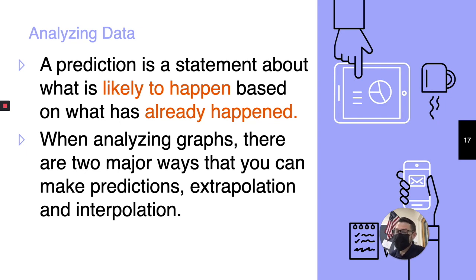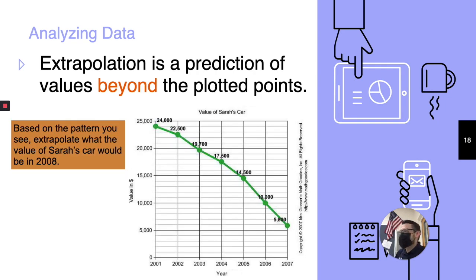And there's two basic ways to make predictions numerically. This is what we call extrapolation and interpolation. So extrapolation is where we are basically predicting data beyond the measurements that we've taken.